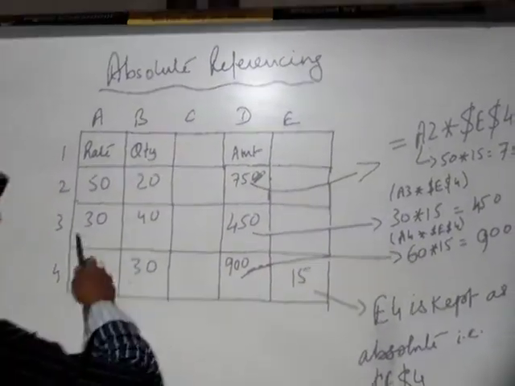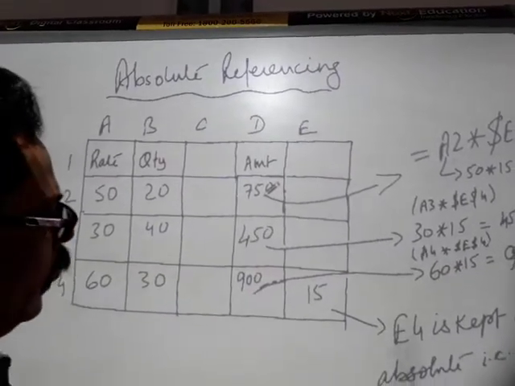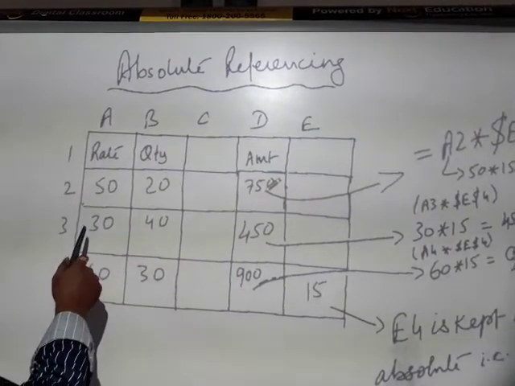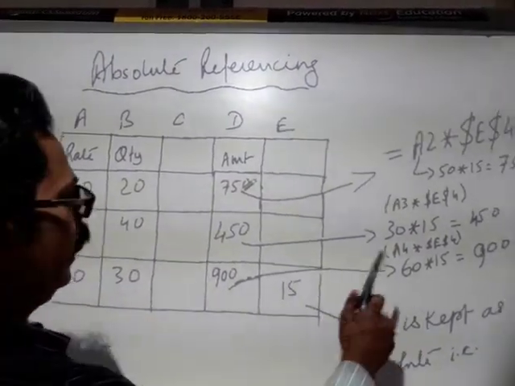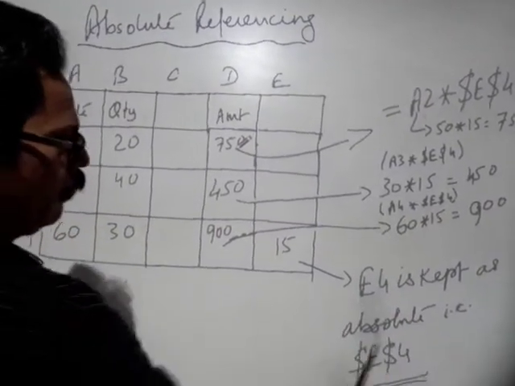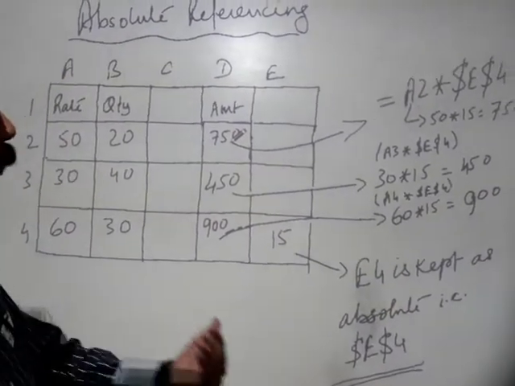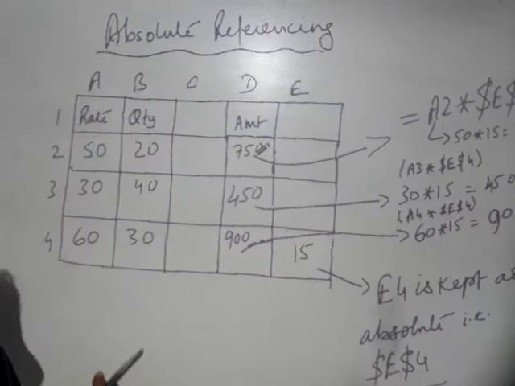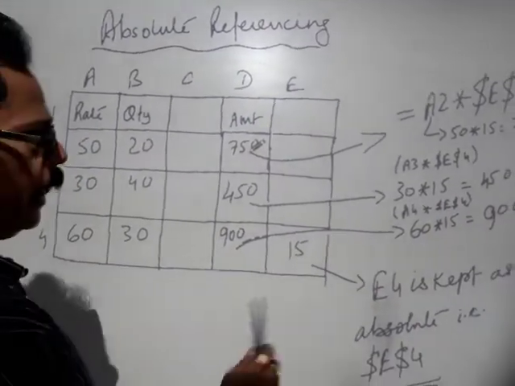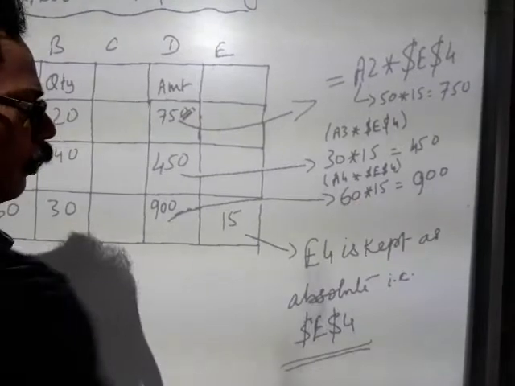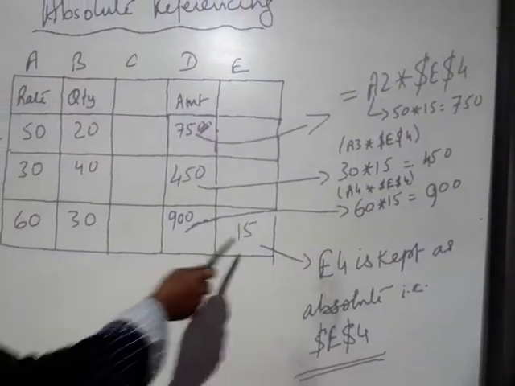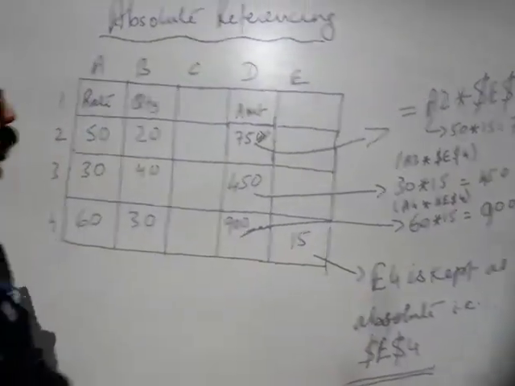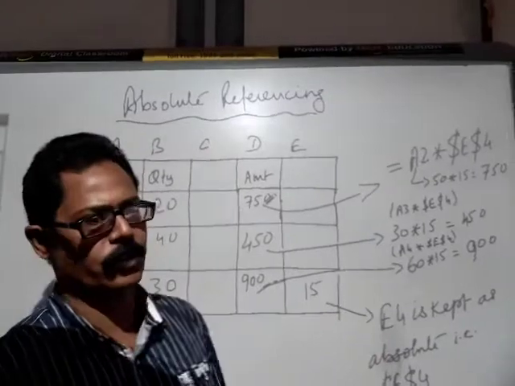Then comes D3. In the same case, A3 into $E$4. Then in this case you get 450. That means 30 into 15 gives you 450. The next one is A4 into $E$4, that means 15. So 60 into 15 gives you 900. So this is how the absolute referencing is carried out.